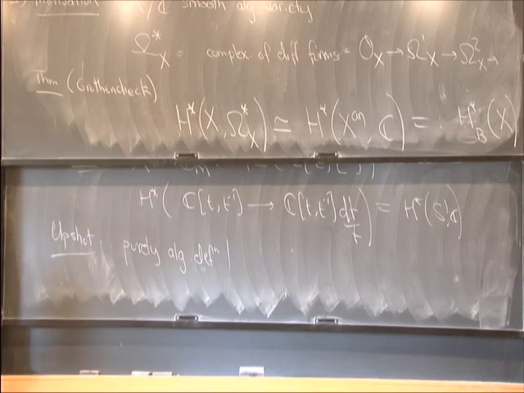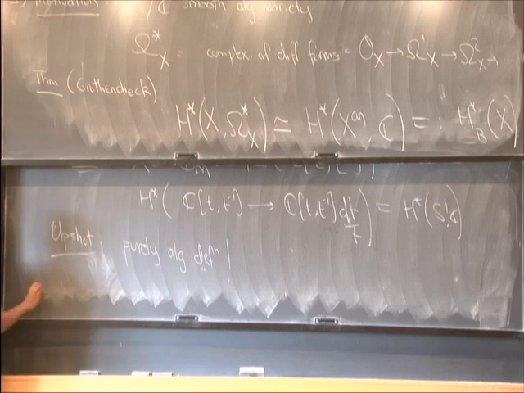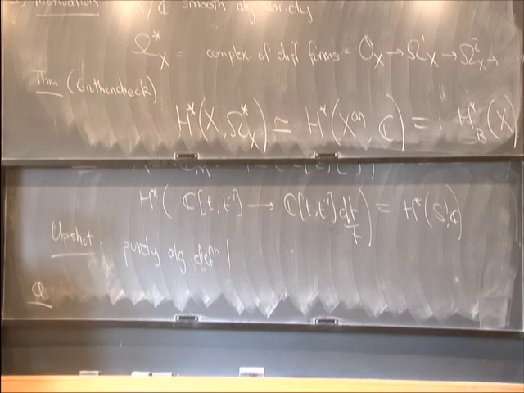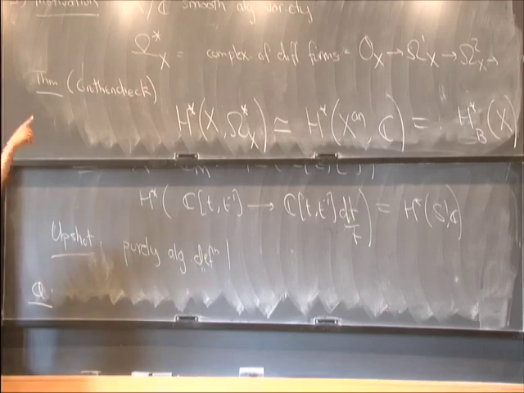So that was my very quick overview of what the theory of algebraic de Rham cohomology is. And the question, which is going to motivate the rest of my talk, is the following. So what happens if X is singular?